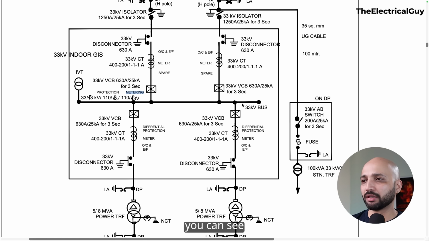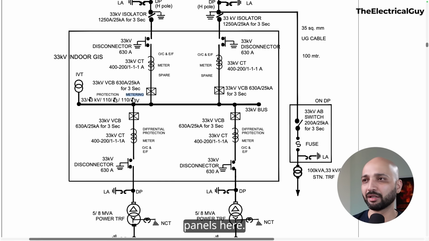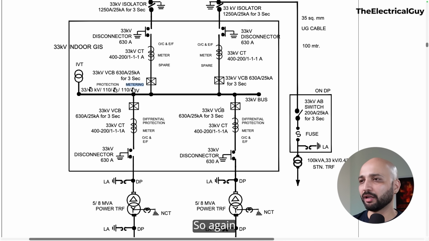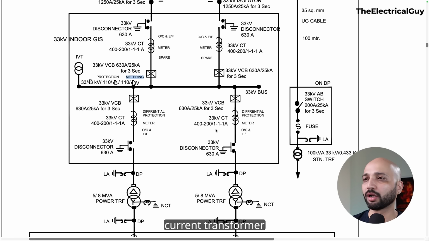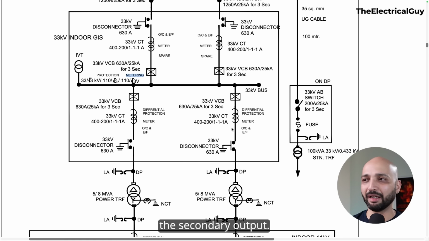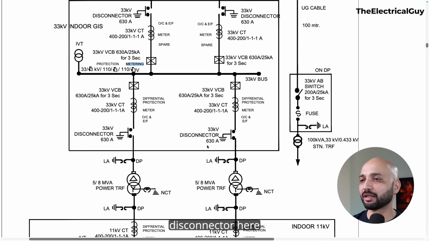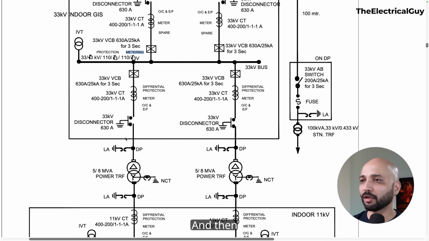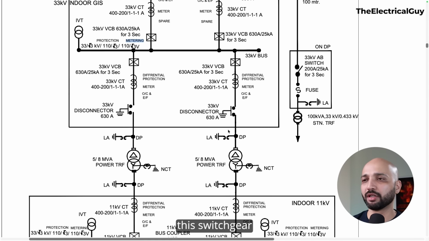So after the bus, you can see we also have 2 feeder panels here. So these will be our 2 incomer panels, and this is our feeder panel 1 and 2. Again, for the feeder panel, we are starting with a 33 kV vacuum circuit breaker. Again, the rating is the same. Again, a 3-core current transformer, rating is the same, 400 by 200 and 1 ampere as the secondary output. And then we have a 33 kV disconnector here with 1 earthing switch, which is rated at 630 ampere. And you see the other feeder is also identical to what we discussed. And that's the end of this switchgear room here.